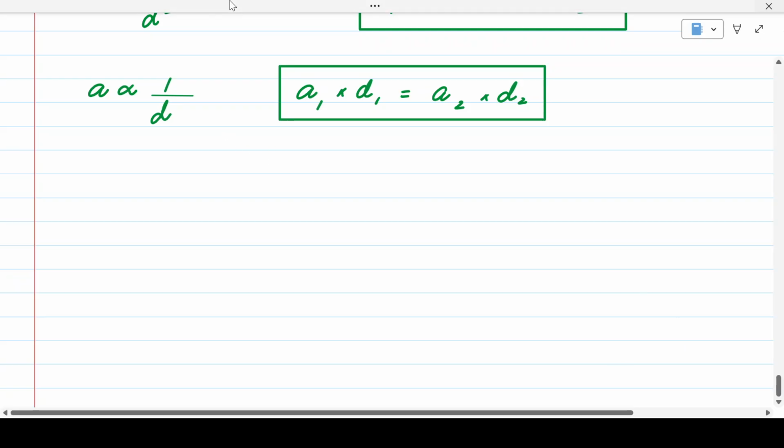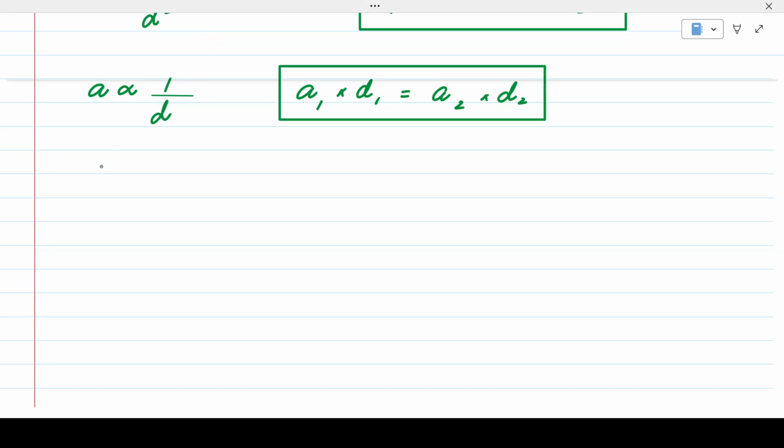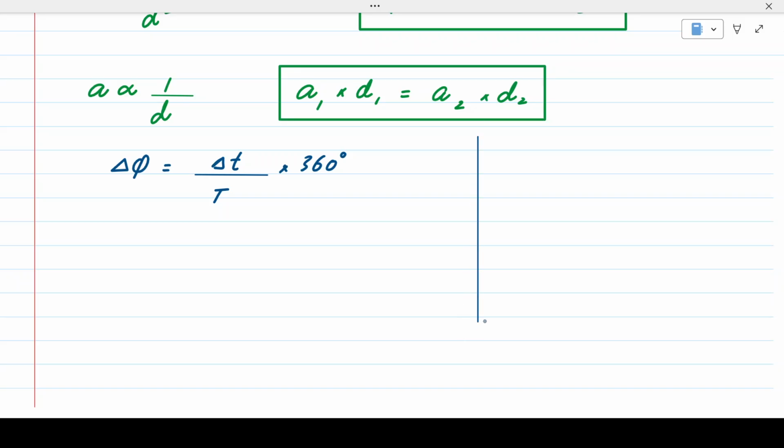If you need to find phase difference between 2 points, we use the formula: delta t divided by time period multiplied by 360 degrees. So how do we use this? You use it if you're provided with a displacement time graph.